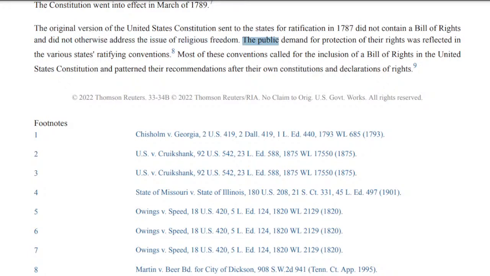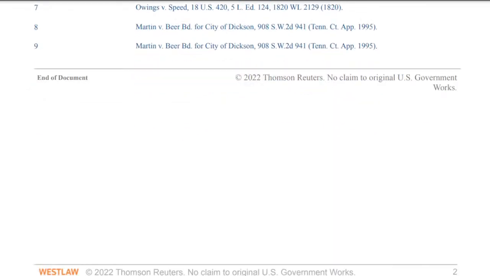Now we get the public demand, not the people's demand, but the public demand. The public demand for protection of their rights was reflected in the various states' ratifying conventions. Most of these conventions called for the inclusion of a Bill of Rights in the United States Constitution and patterned their recommendations after their own constitutions and declarations of rights. Let's see how that ended up.